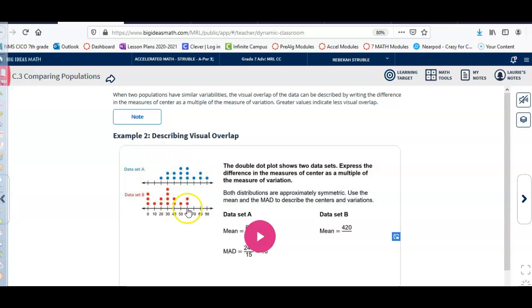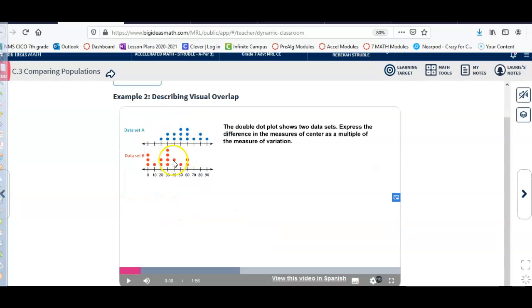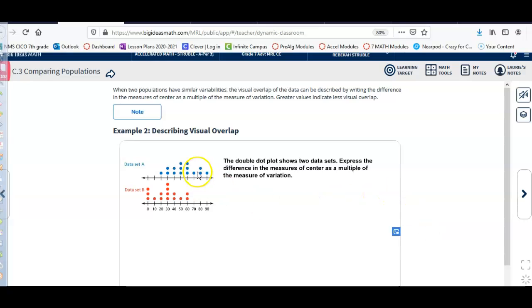Now we can look at the visual overlap. From right here is what we call the visual overlap. Okay, and we can describe this by taking the average or the mean of both data sets and then placing that as a multiple of our MAD, which is going to be our measure of variation here. So we would take the difference between the means, the difference between the averages, and we would divide it by the mean absolute deviation. Okay?